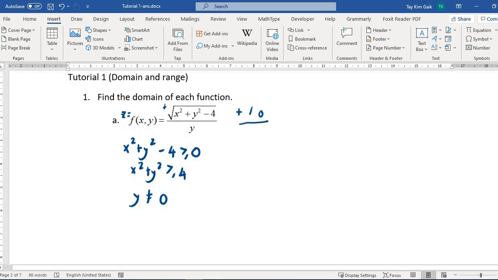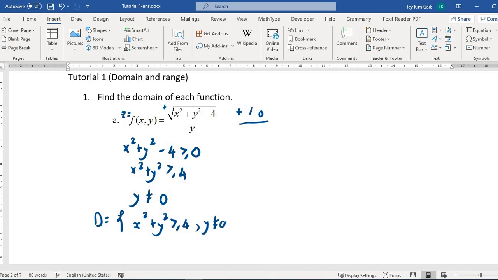That's why for the domain, you have to combine both. The domain is the set of x and y such that x squared plus y squared must be greater than or equal to 4 and y cannot be equal to 0, where x is a member of the real numbers and y is a member of the real numbers. So with this constraint on your domain, what is the set of values of z that can be obtained? That is the so-called range.